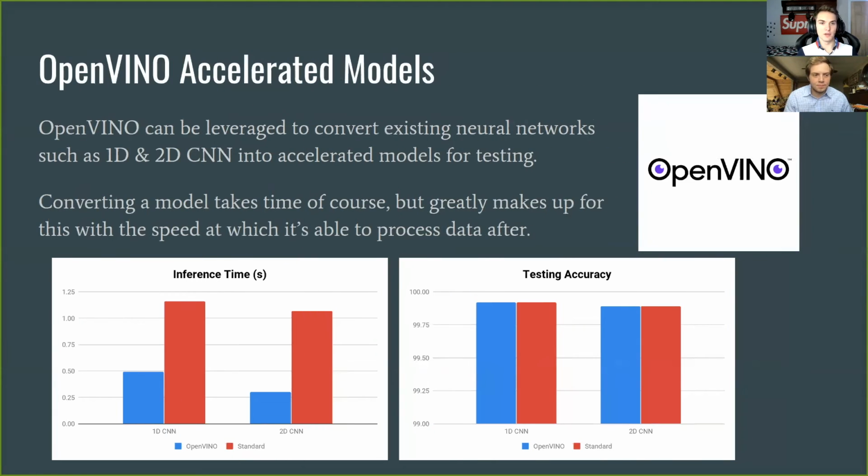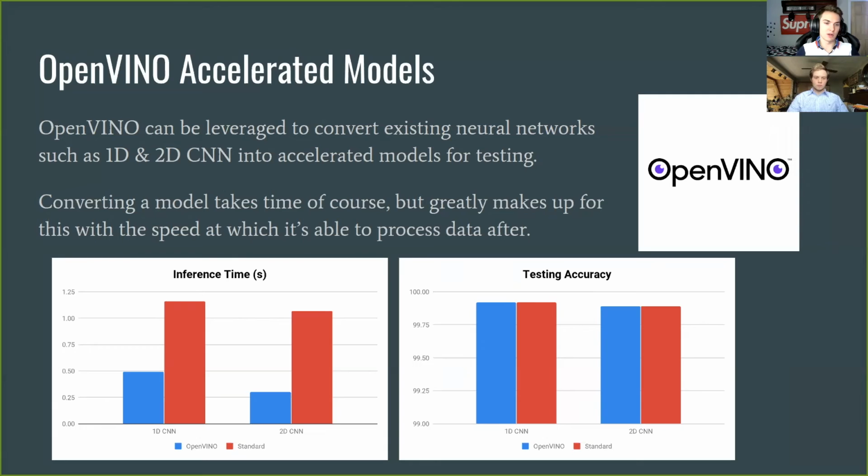And for the OpenVINO accelerated models, we leveraged OpenVINO to convert our existing 1D and 2D CNN models into these accelerated model formats provided by OpenVINO. Converting the model takes time, of course, but it greatly makes up for this with the speed at which it's able to process all of the data afterwards in order to test.